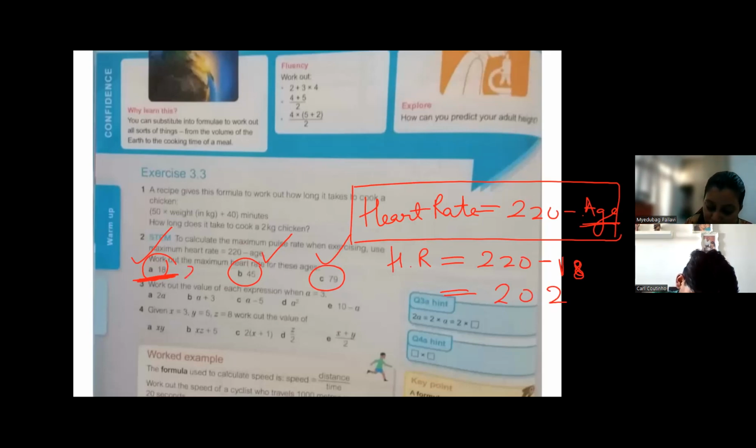This is for the first one. For the second one, if the age is 45, it is 175. That's correct, 175. And then for the third one, 79. If the age is 79, it is 141. Correct.